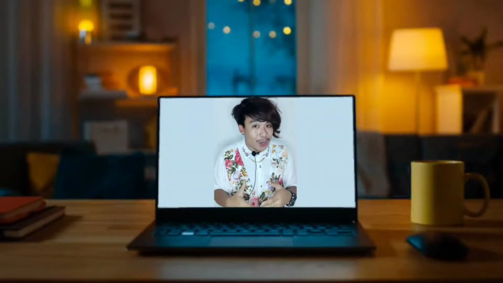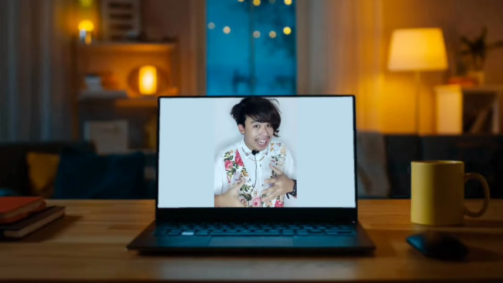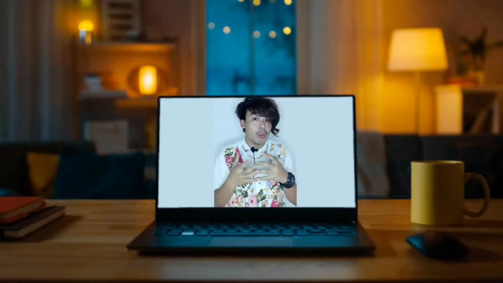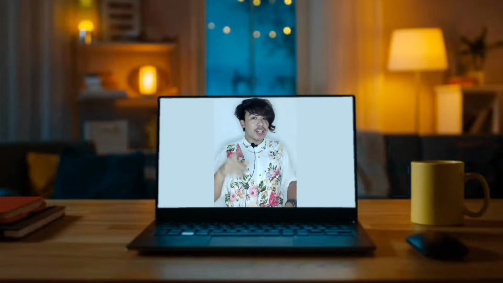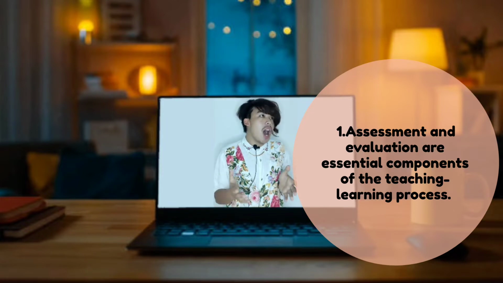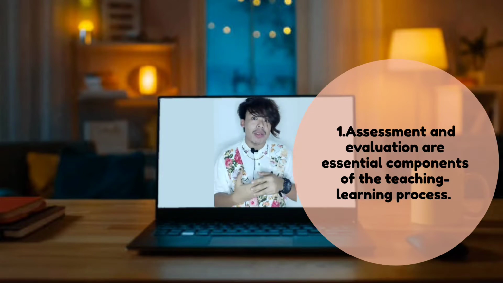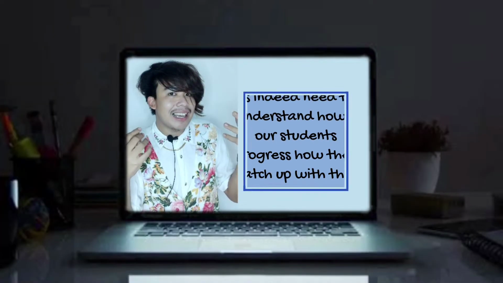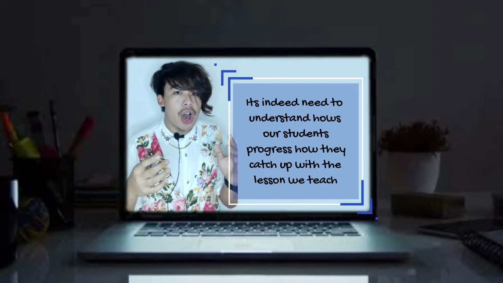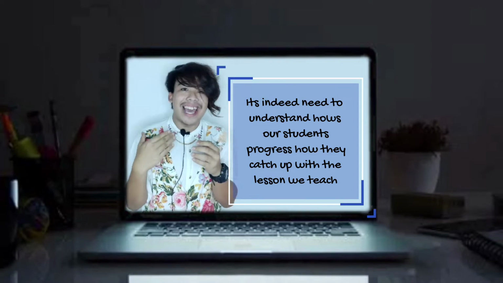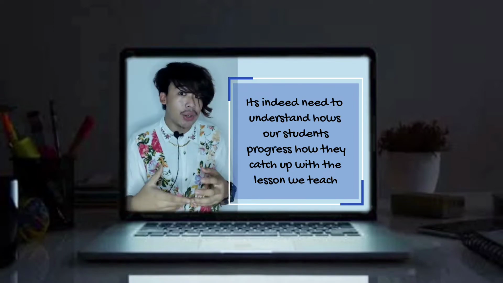Now that we already know the key concepts, let's move on and tackle the assessment and evaluation principles. So we have here the first one. Assessment and evaluation are essential components of the teaching and learning process. We indeed need to understand how our students progress, how they catch up with the lesson we teach.